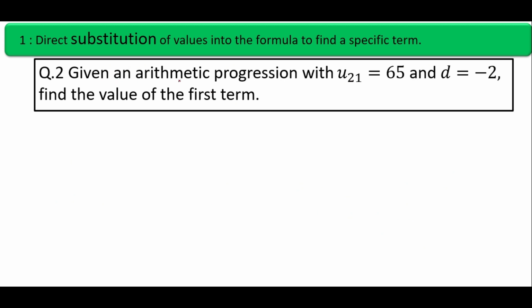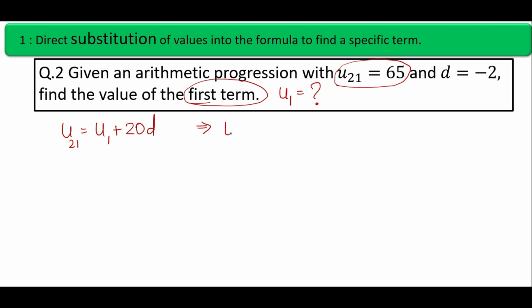Question 2. Given an arithmetic progression with U21 equals 65 and D equals -2. Find the value of the first term. So they are asking you to find U1. Now, from the given data, you have U21 equals 65. So U21 can be written as U1 plus 20D.